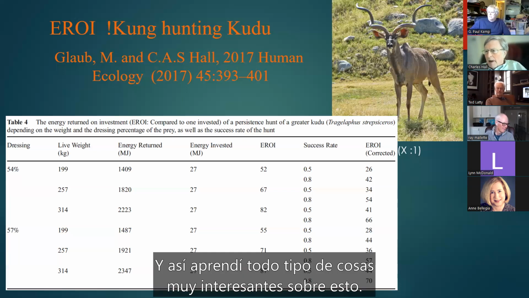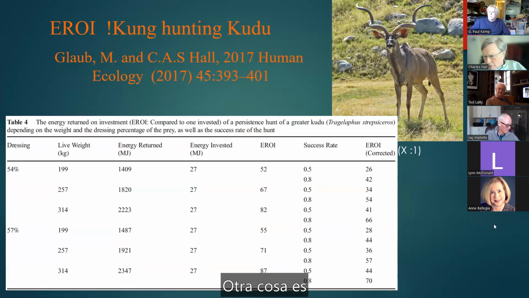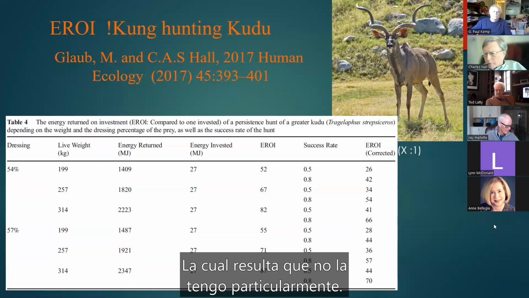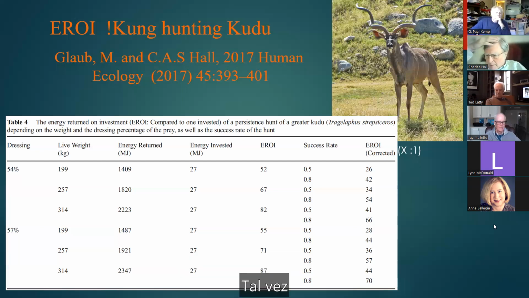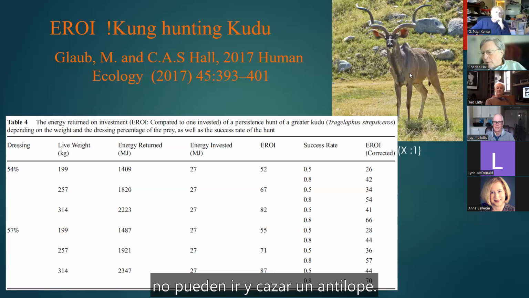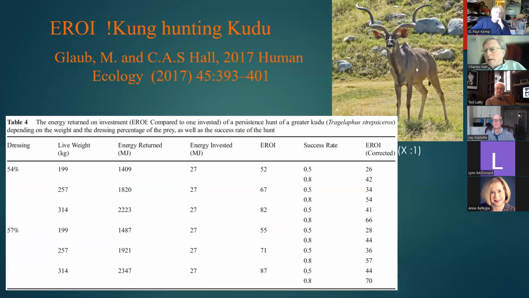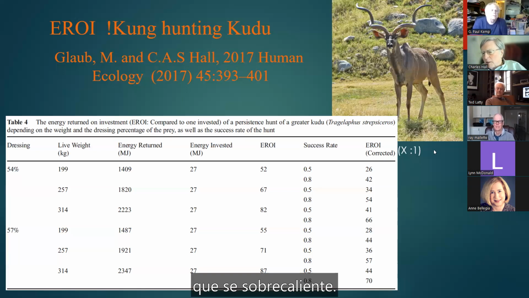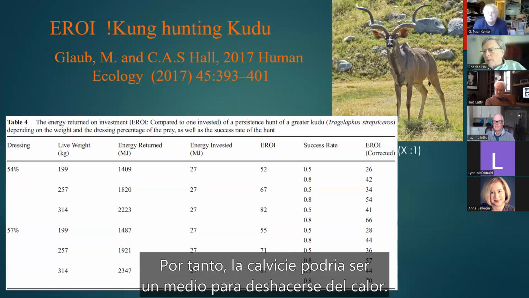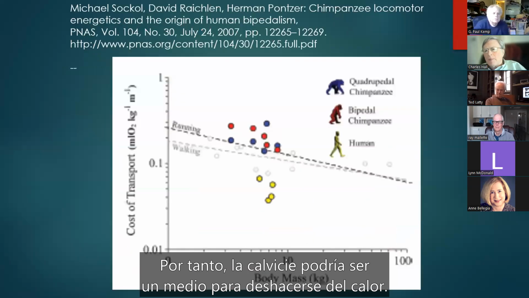And so I learned all kinds of very interesting things about this. Another thing is that male baldness, which I happen not to have particularly, may be a means of getting rid of heat, because humans can't outrun an antelope except in the middle of the day, when they can keep tracking him and keep after a particular antelope until they're able to get it to go into heat overload. And so baldness might be a means of getting rid of heat.